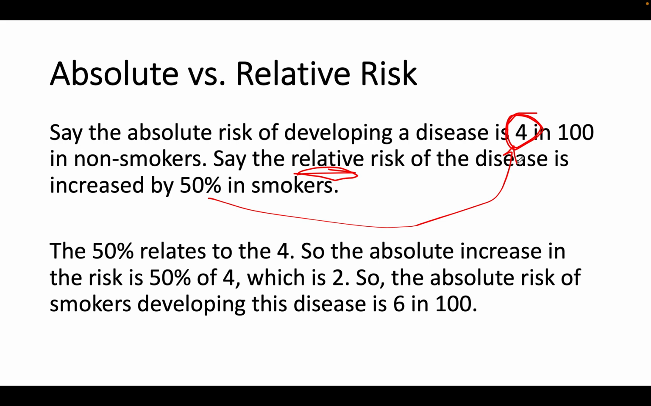So instead of using words like 50% increase in smokers, you should just say, look, 4 in 100 people get this disease. But if you're a smoker, it moves up to 6 in 100. 4 in 100, 6 in 100. So keeping this number the same is important.